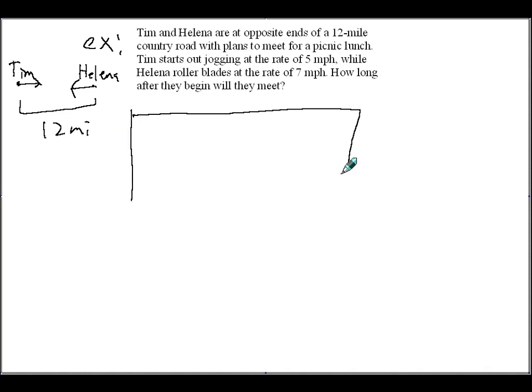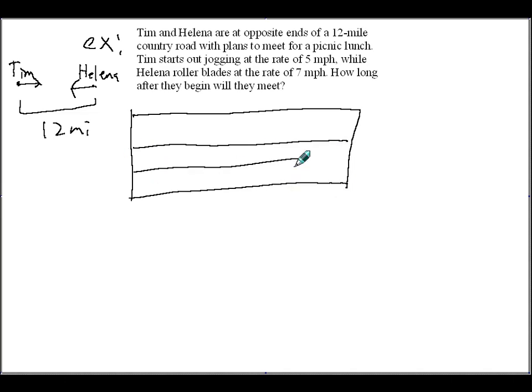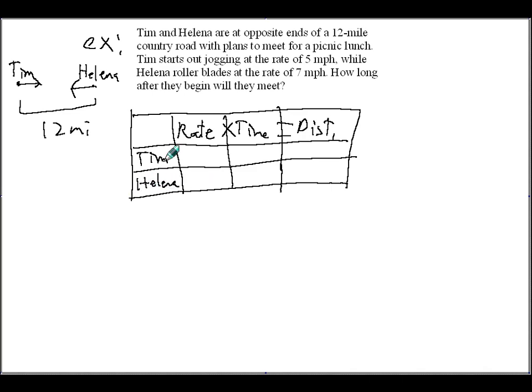Let's make a nice table here, with 3 rows in it. Just do the best you can. Then we have rate, and put the equation in: rate times time is equal to distance. Let's put in the 2 objects. In this case, Tim and Helena are involved in the problem. So Tim and Helena. Let's look at the rate of each. Well, Tim jogs at a rate of 5 miles per hour. In this case, the variable is not in the rate column. Helena rollerblades at a rate of 7 miles per hour.